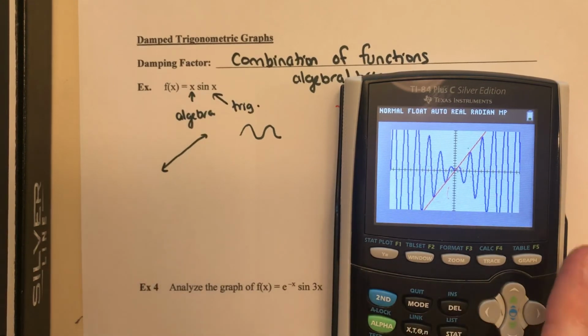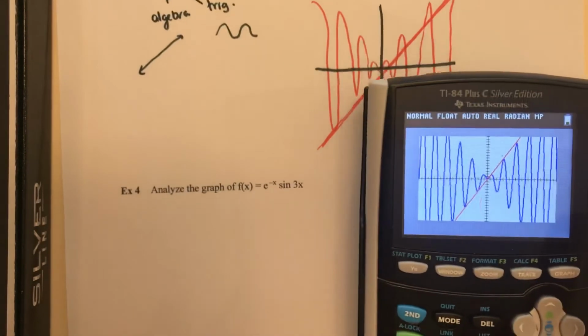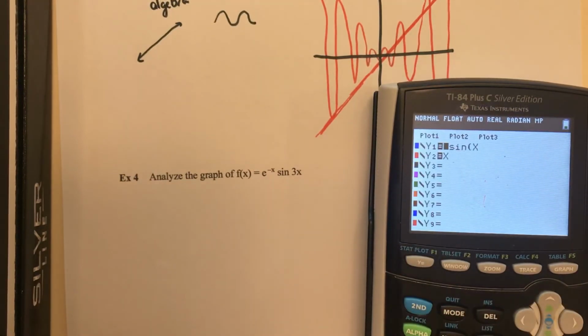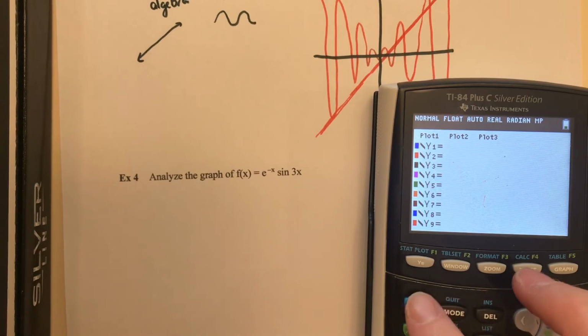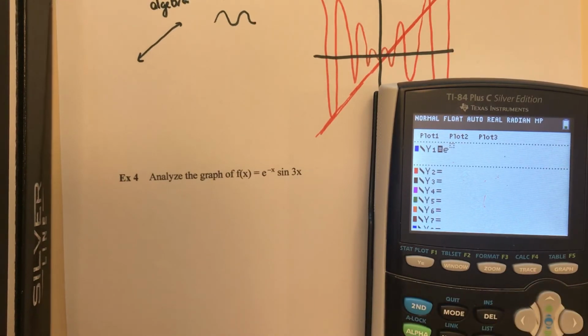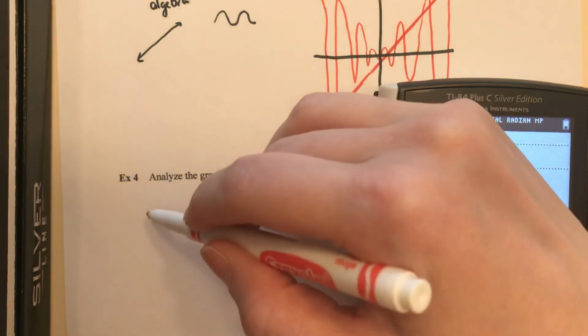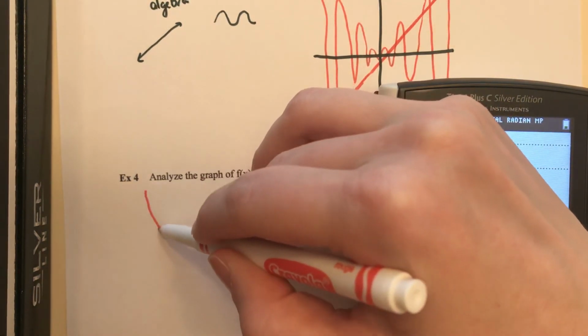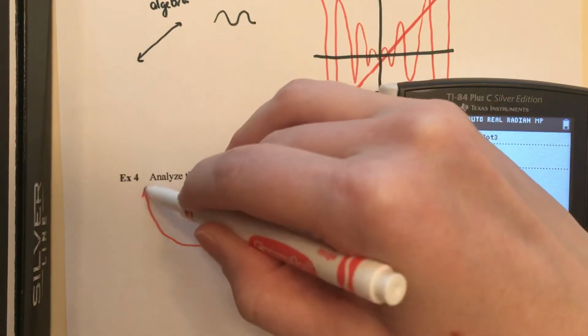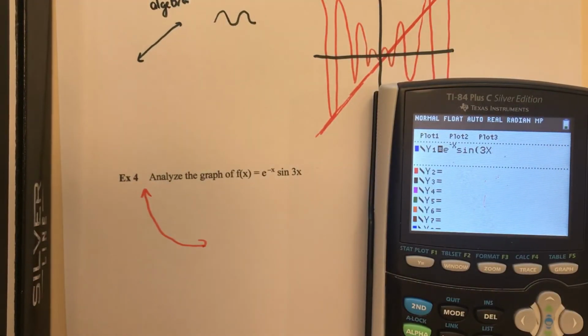Okay, so let's look at number 4. So let's type this one in. Here we have a logarithmic function, an exponential function. We have e to the negative x, and then times, so if you have the Inspire, put your times in, sine of 3x. So hopefully you remember e to the x, but it's negative. It's a decreasing exponential function. We're going to combine that with the sine graph.